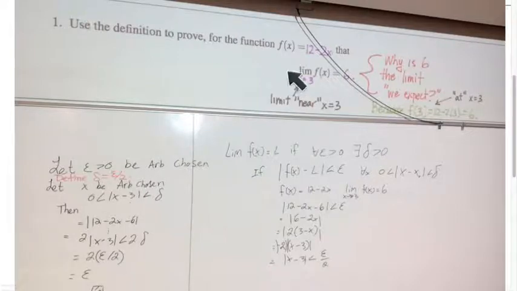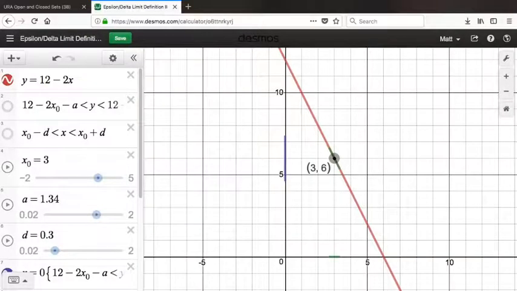Because what is the slope of the graph of this function f of x? Well, it's not quite 2. It's negative 2. But yeah, in absolute value, the slope is 2, and absolute value is powering this whole definition. So it seems like this choice of delta should be related to our epsilon via some feature that involves the slope of the graph. So here's a graph of the function f of x equals 12 minus 2x.